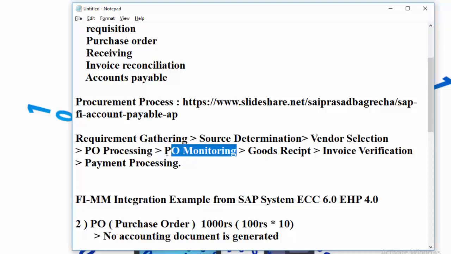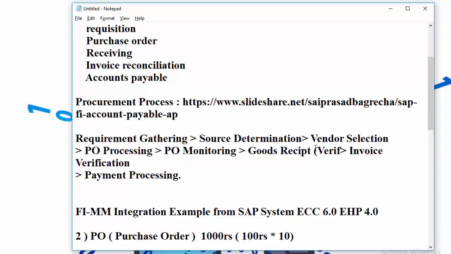And then there is PO monitoring, and once the vendor receives the purchase order, which is a formal agreement for supplying the goods, he will send you the goods which you have requested, and with that you will have the goods receipt. And once you are receiving the goods in your company, there is usually a verification of goods or quality analysis that will happen at this stage.